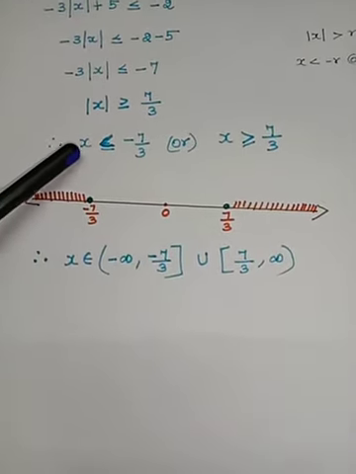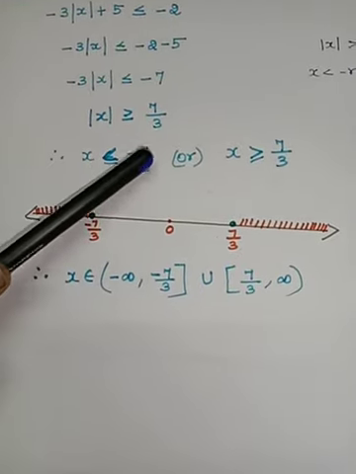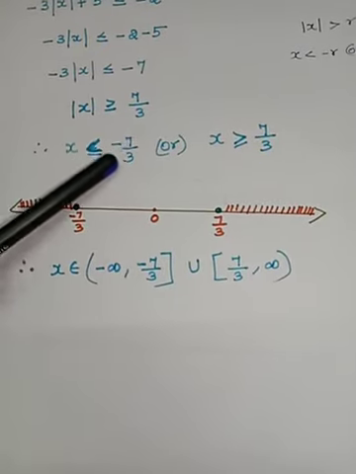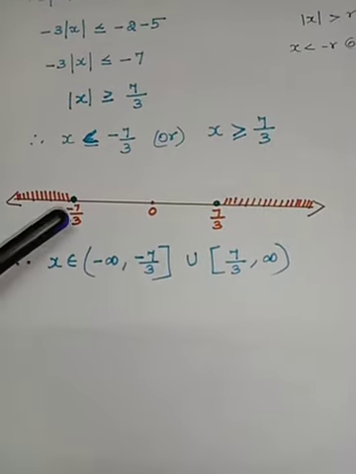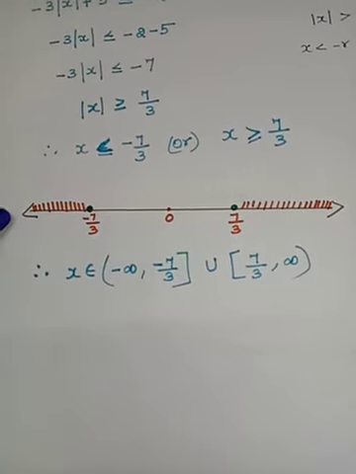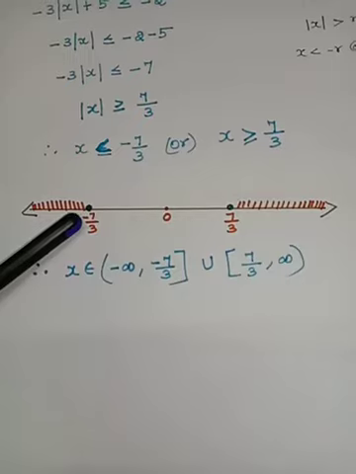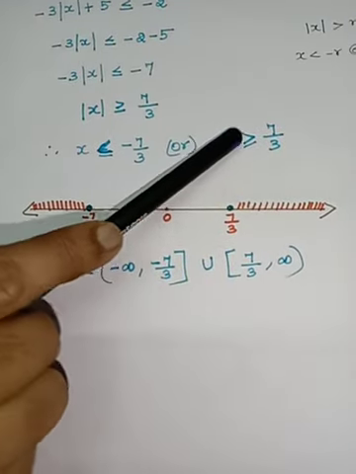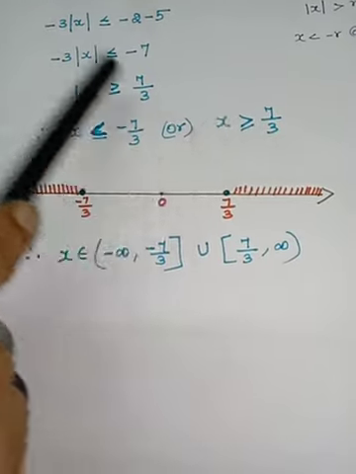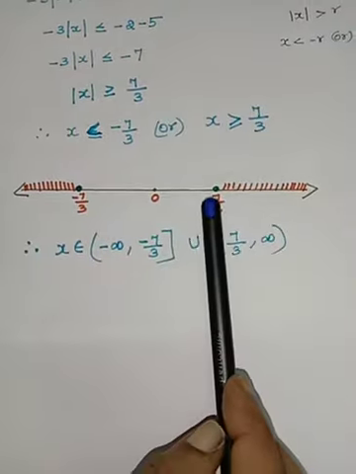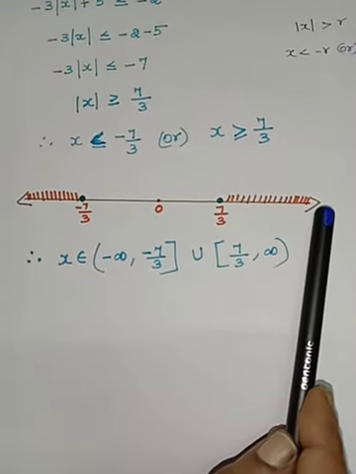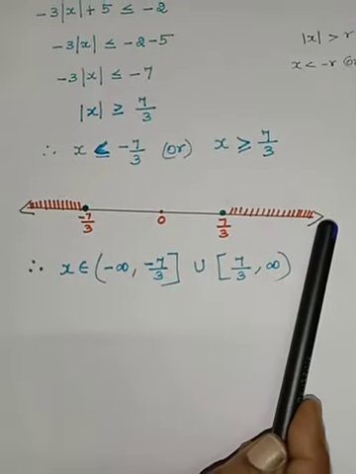So come to now, x less than minus 7 by 3. Less than comes, you have to write the left side of this number. So this number is here. What is the left side? So here. Okay. So it is from minus infinity to minus 7 by 3. Okay. X greater than 7 by 3 means it is also greater than, so it is the right side of 7 by 3. So it is 7 by 3 to infinity. Okay. So I have marked the solution on the number line.